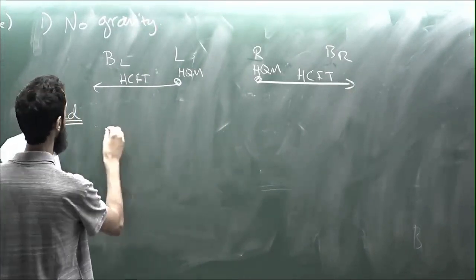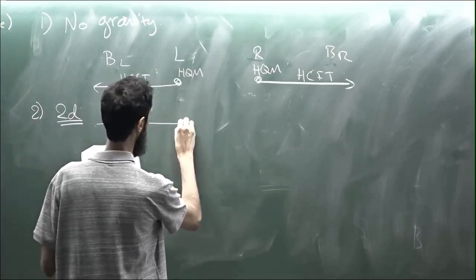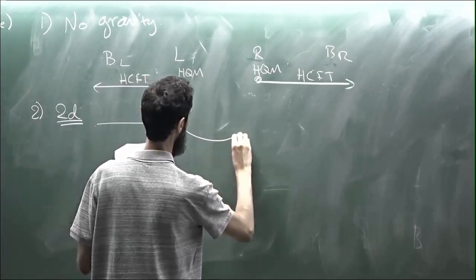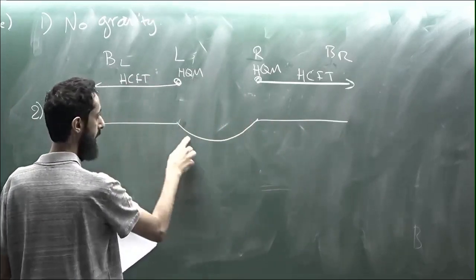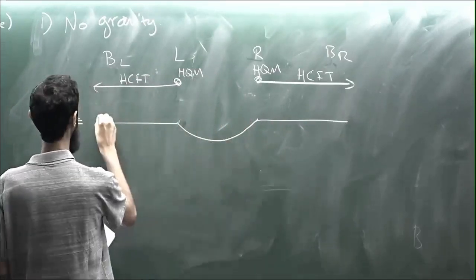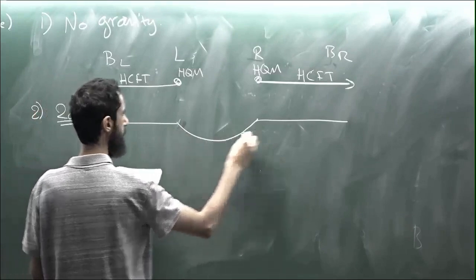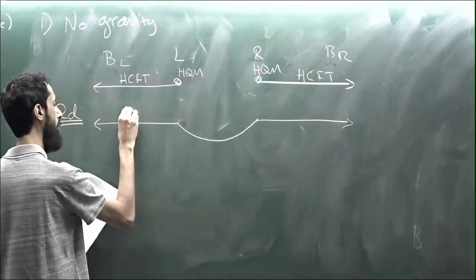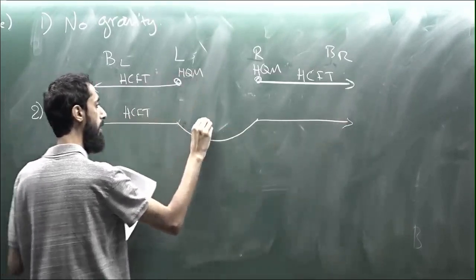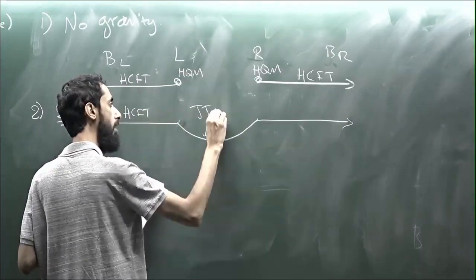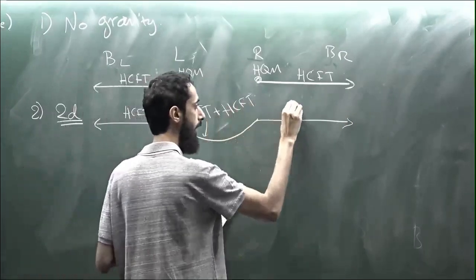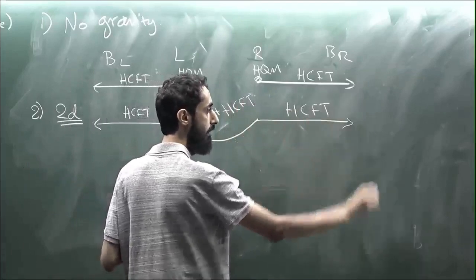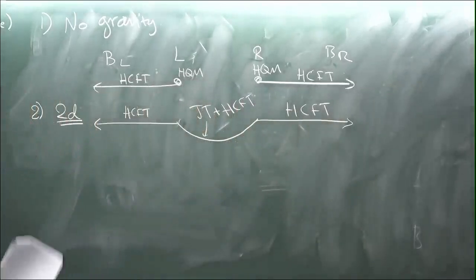I'm going to draw it in the following way. I'm going to give it a curve here, just to emphasize that here it's flat space, and here we have AdS2. The idea here is that we have holographic CFT here. Here we have JT plus holographic CFT. And here again, we have holographic CFT. Okay, so this is what we've been doing so far.